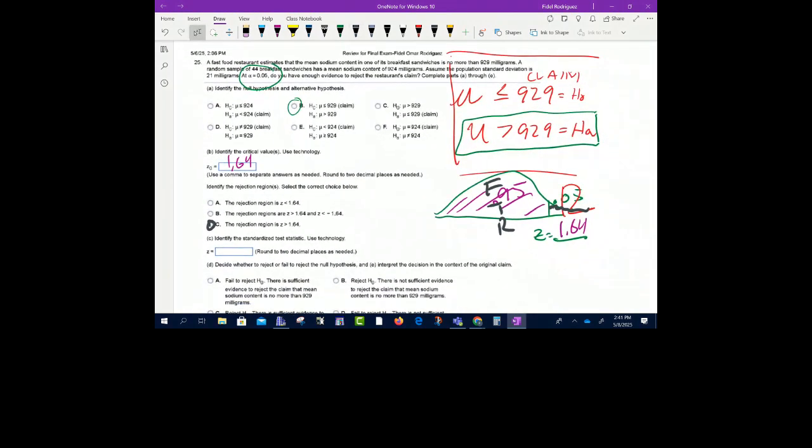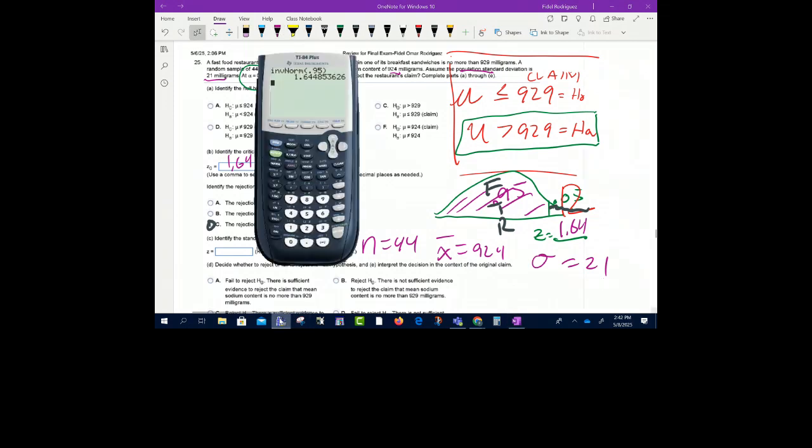Okay, now let's see if we can do part C. We want to figure out the standardized test stat. It's telling me to use technology. Okay, before I go through all that, y'all, I didn't even finish reading my question. So let's come back over here. A random sample of 44. So n is 44. My x bar is 924. My population standard deviation is 21. I'm writing those things down, y'all, because that's the info that they're giving me, okay?